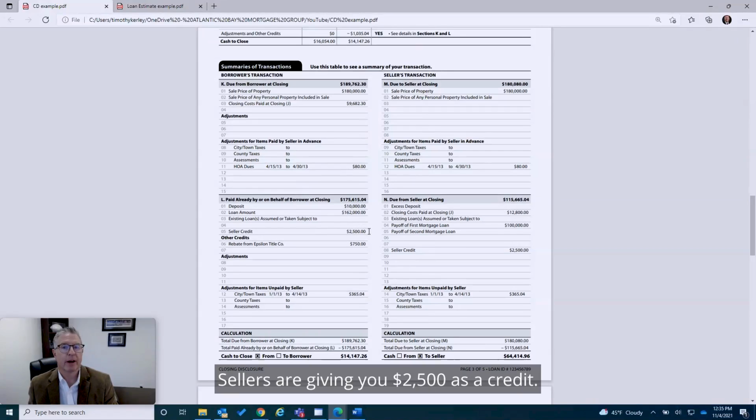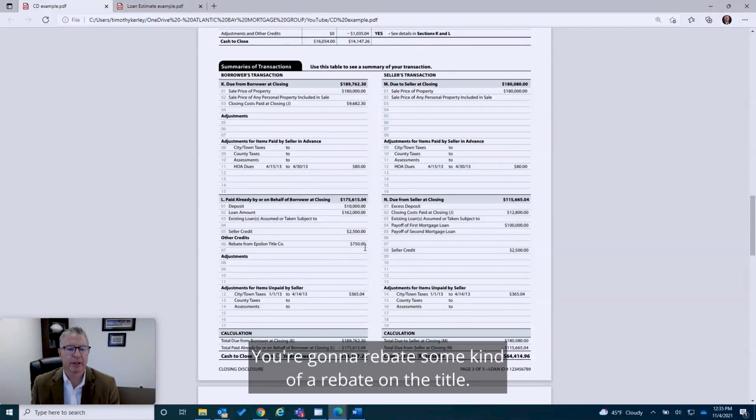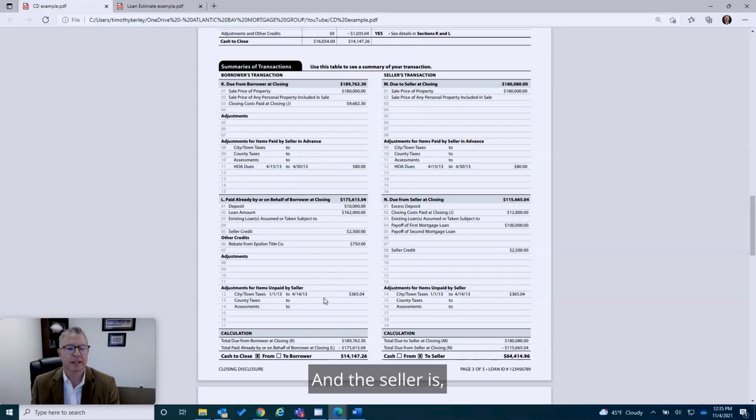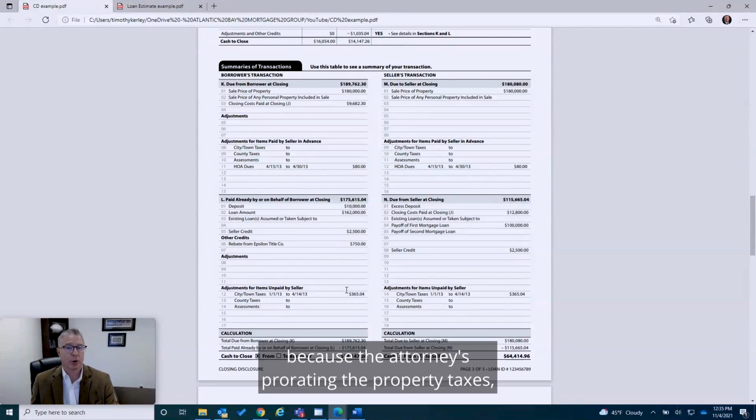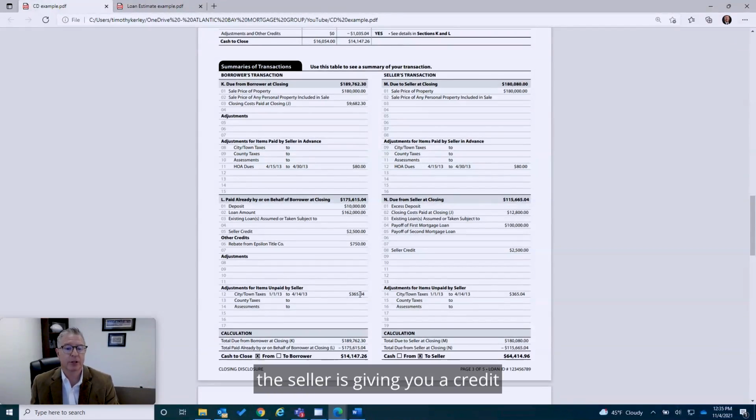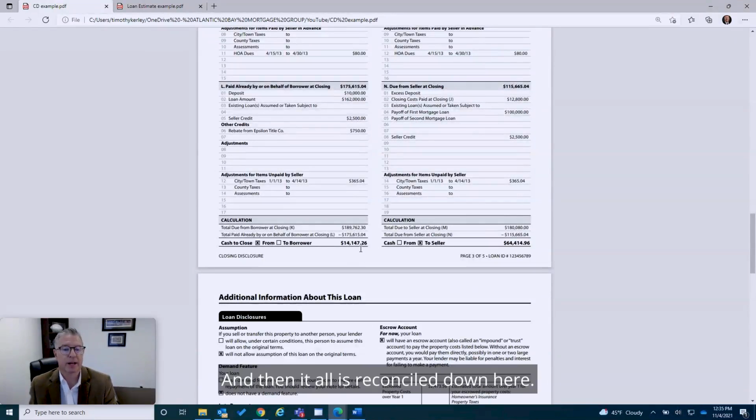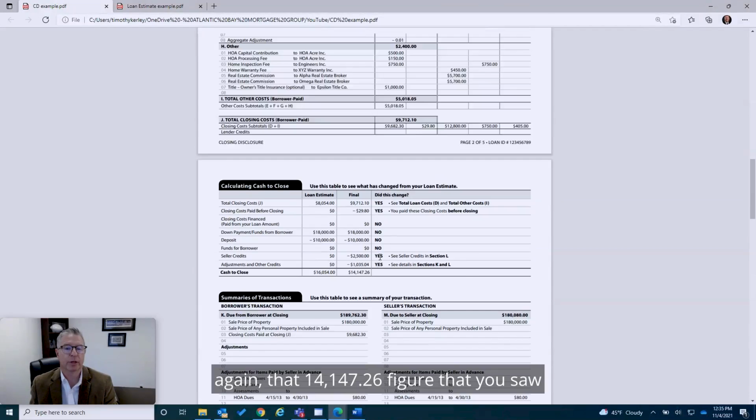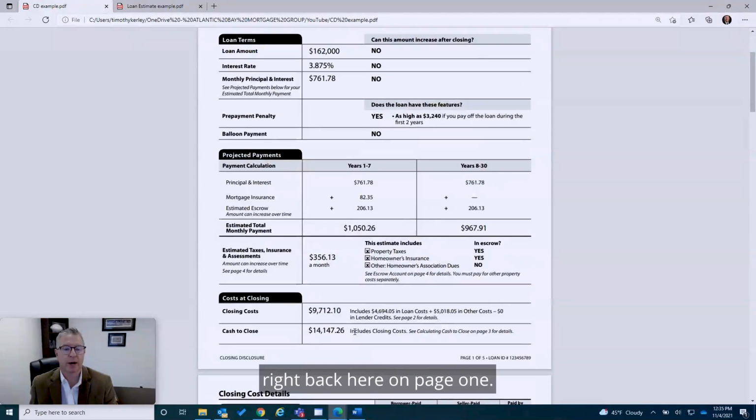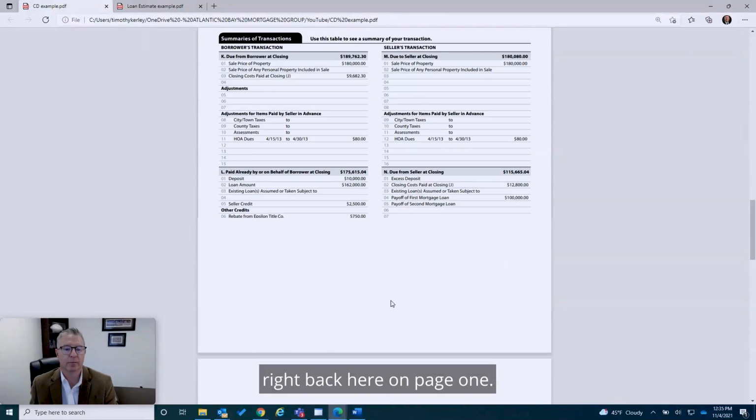Sellers are giving you $2,500 as a credit. You're getting a rebate, some kind of a rebate on the title. And the seller is, because the attorney is prorating the property taxes, the seller is giving you a credit for some monies that you will be paying on their behalf for their time of ownership. And then it all is reconciled down here. And that's where we wind up with, again, that $14,147.26 figure that you saw right back here on page 1.